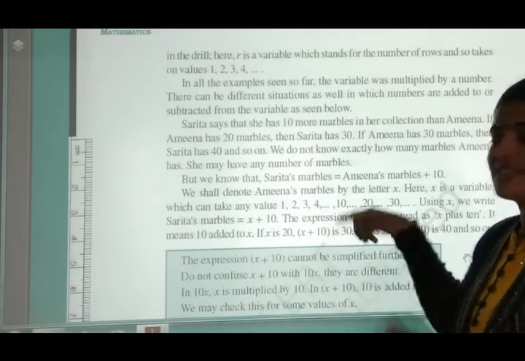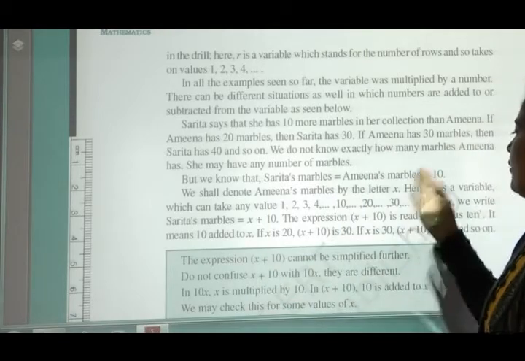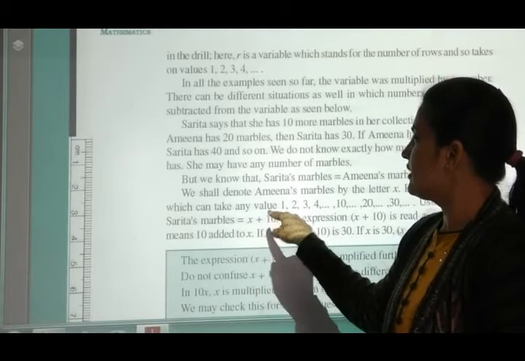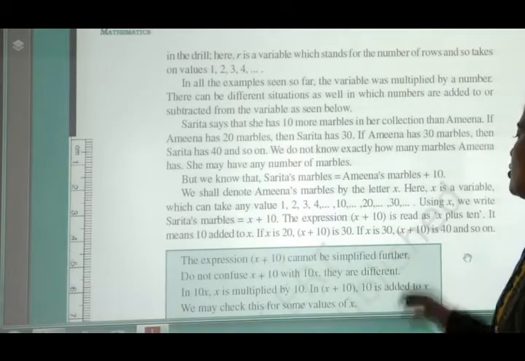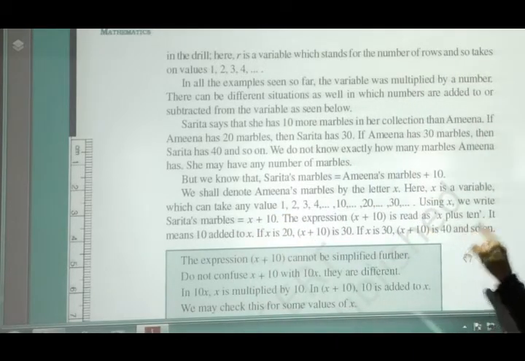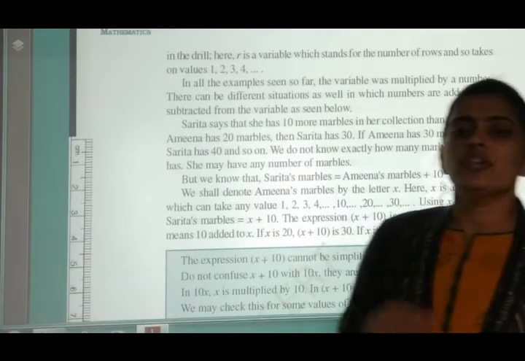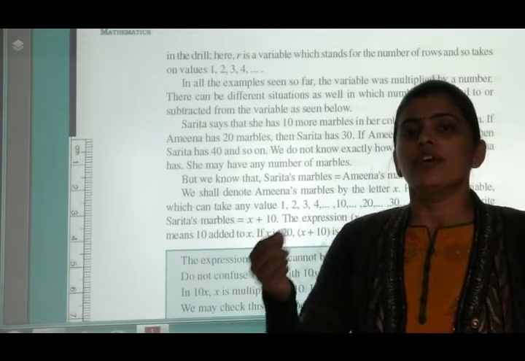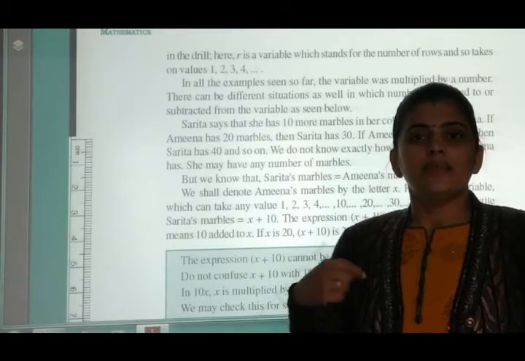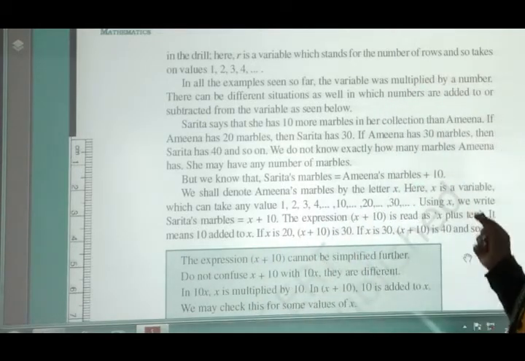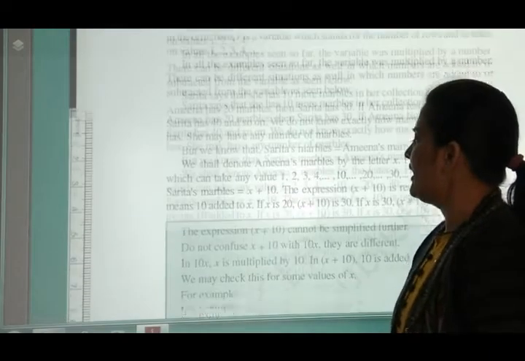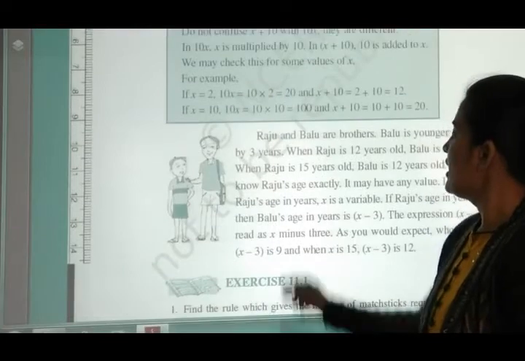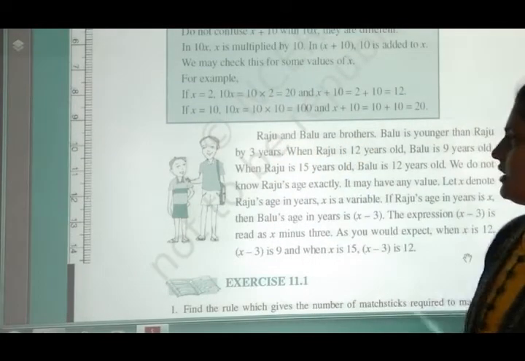So X plus 10's value is 30. Now if I put X as 30 over here, then 30 plus 10 is 40. So X plus 10's value will become 40. This way, for different situations, different problems are given to you, and you have to write down a mathematical expression for it. Now let us see another example here, that Raju and Balu are brothers.